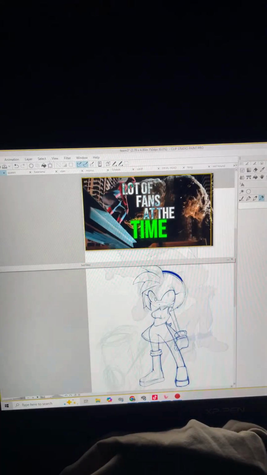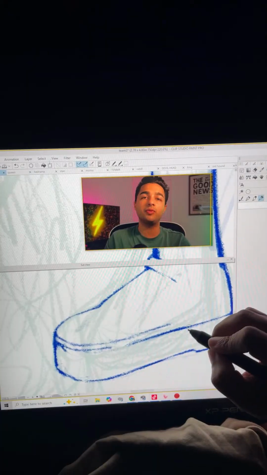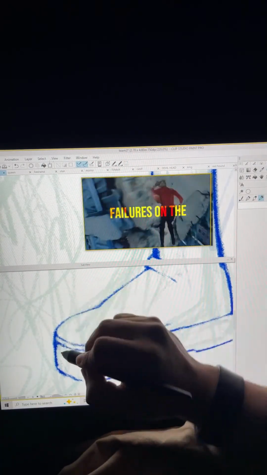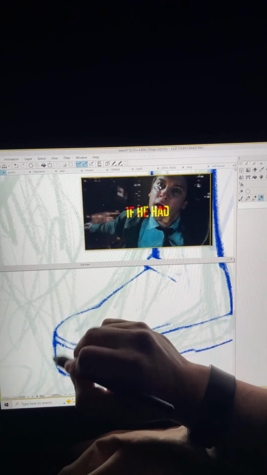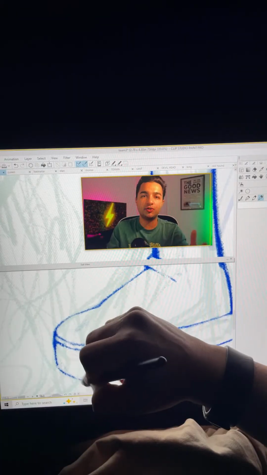A lot of fans at the time were not happy with this movie, and honestly, Sam Raimi wasn't happy about this movie at all himself. He was devastated about it, and he blamed all the film's failures on the studio. And deep down, he knew if he had the chance to make the movie that he wanted to make, it would have been great. And honestly, I think he's right, because when I look back at Spider-Man 3, the problem with that movie is that there's just too much going on.